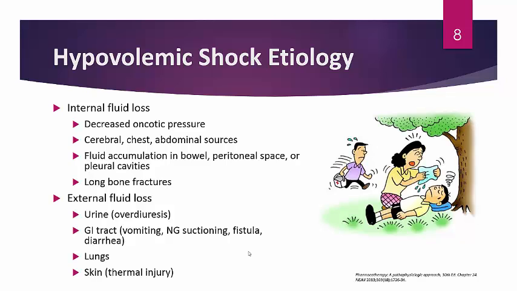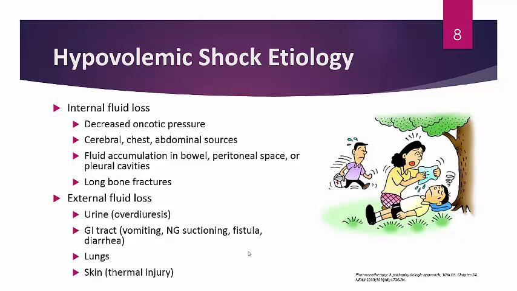Some other internal fluid loss sources are cerebral, chest, and abdominal sources. So say if you have some kind of trauma to any of those areas, such as the head, the chest, or the abdomen, you might actually have a bleed that results in blood flowing from your bloodstream or your intravascular space to somewhere where it shouldn't necessarily be.